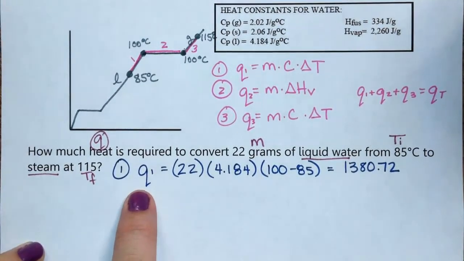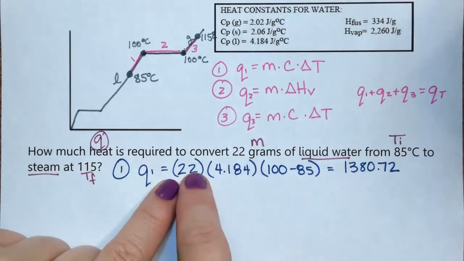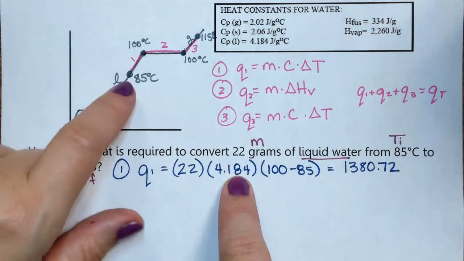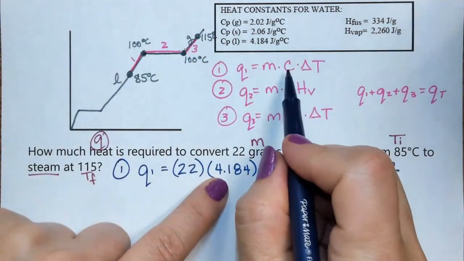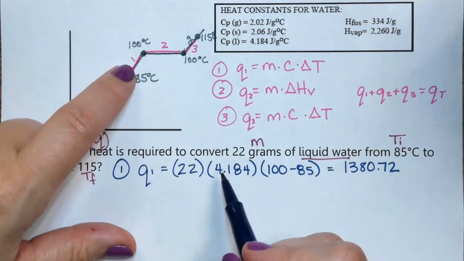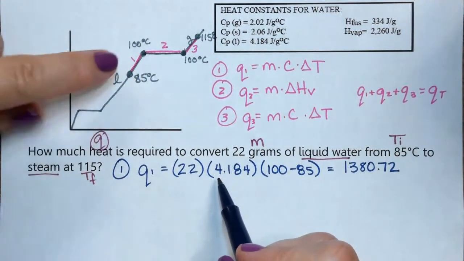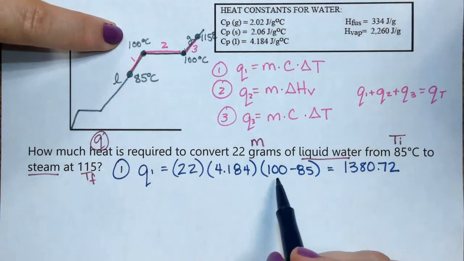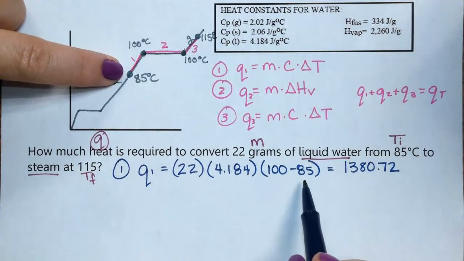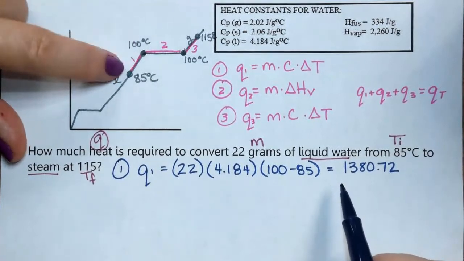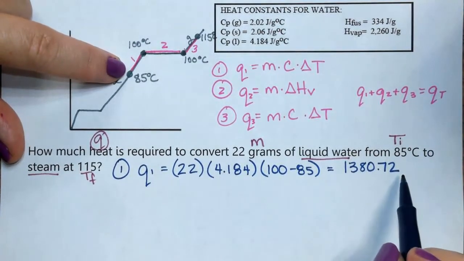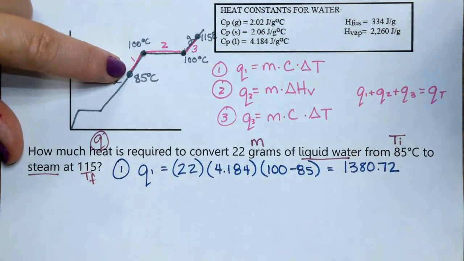So for Q1, we have the mass is 22. The specific heat of liquid is 4.184, so that's my specific heat as a liquid. And then my change in temperature is final, which is 100, minus initial, which is 85. And so once I plug in all of these values for leg number 1, I get 1,380.72 joules.